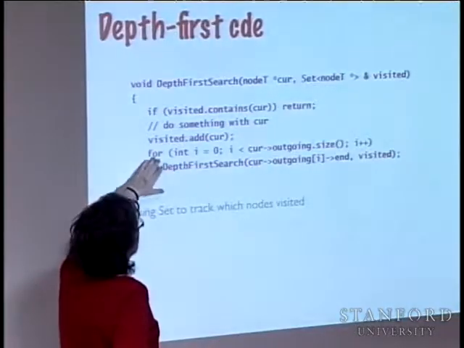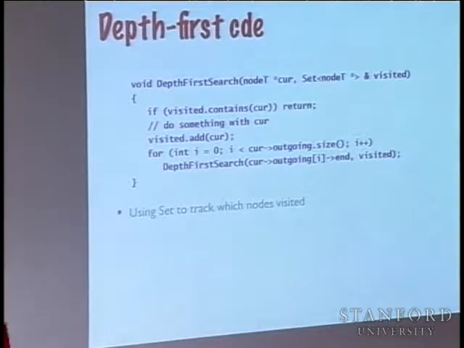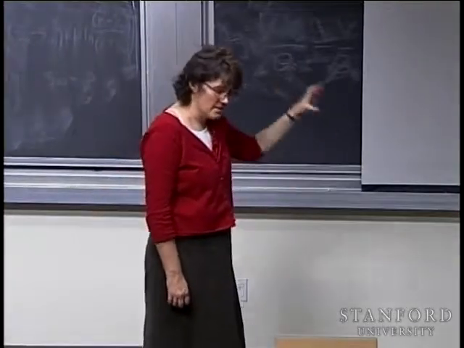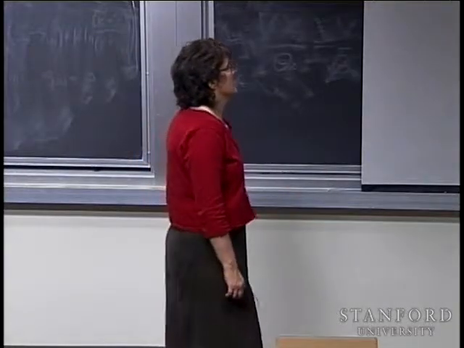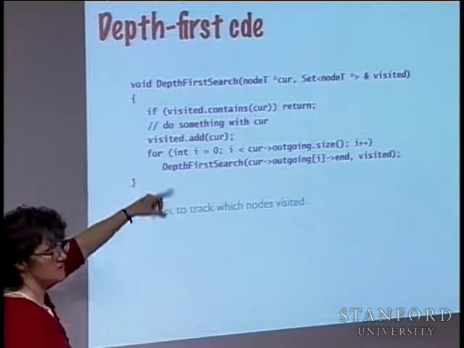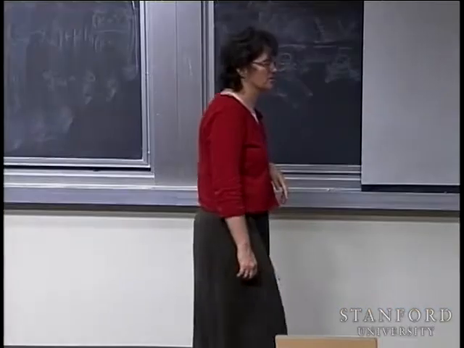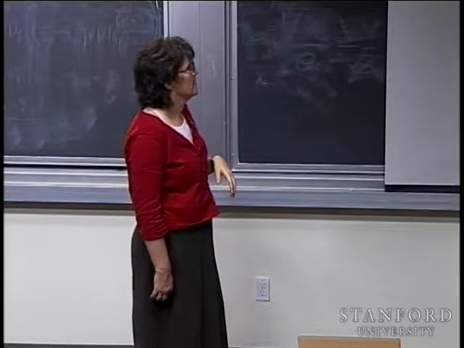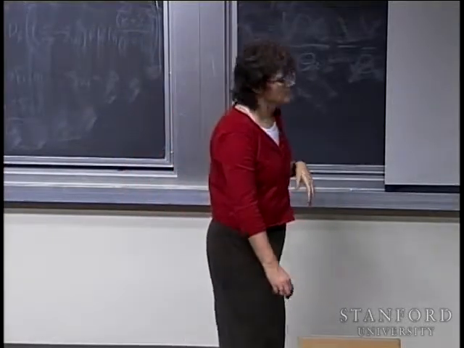And then for all of the neighbors, using the vector of outgoing connections, I run a depth first search on each of those neighbors, passing that visited set by reference through the whole operation. So I will always be adding to and modifying this one set. So I will be able to know where I've been and where I still need to go.